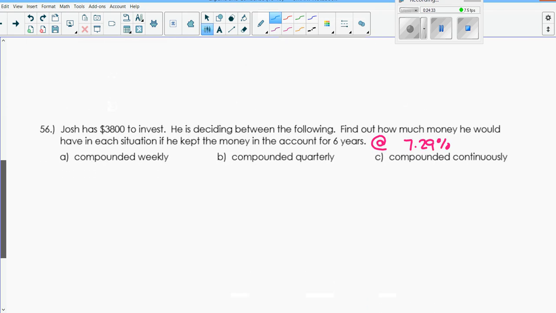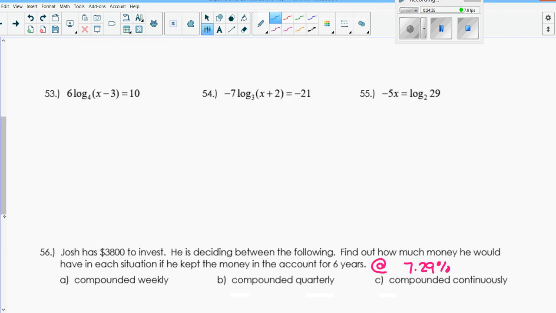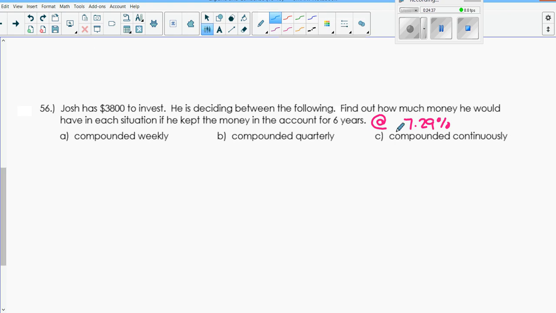Oh, and this one, sorry, you're going to have to add in a percentage here. I totally forgot to add it. So you're going to talk about investing weekly, compounding quarterly, compounding continuously, but you have to know a rate. So it'd be at 7.29%. The answer key is online.